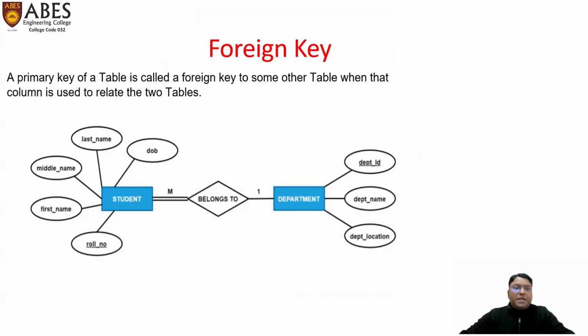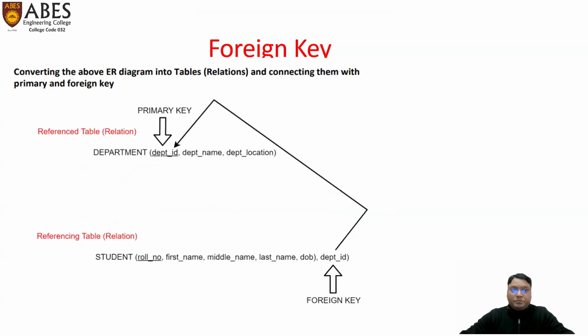Foreign key. A primary key of a table is called a foreign key to some other table, when that column is used to relate the two tables. Suppose here student belongs to department is the given ER diagram. So the student's roll number will act like the primary key, and the department ID will act like the foreign key in the student's relation.